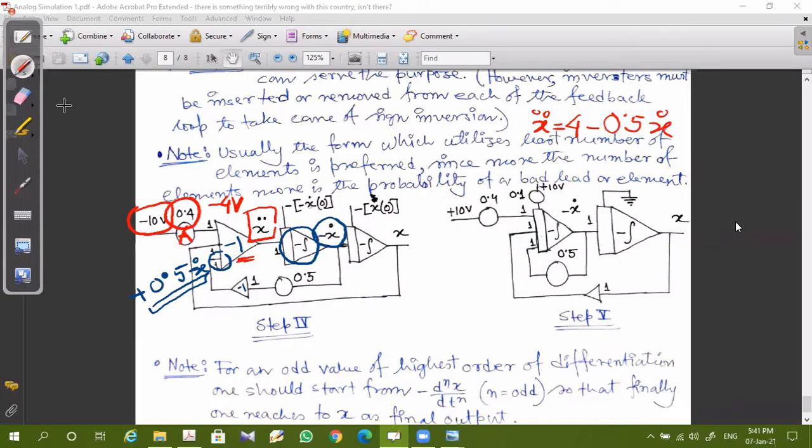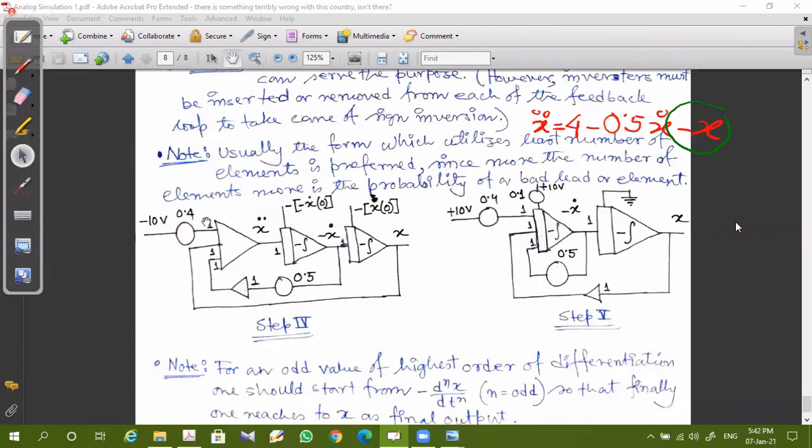And the last term that is remaining, minus x. So after integrating this minus x dot with an inverting sign, we'll get x. So to get minus x, this input should be x, so that x double dot becomes this minus x. So this is the actual connection.